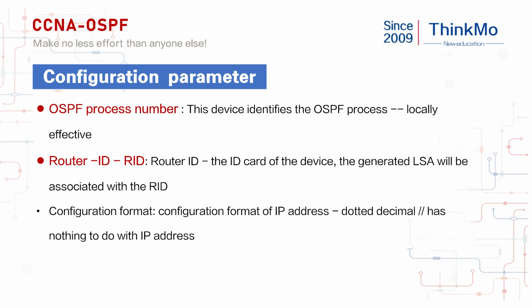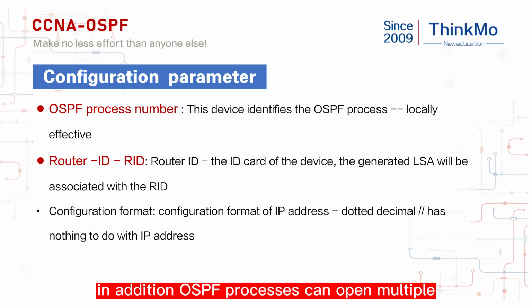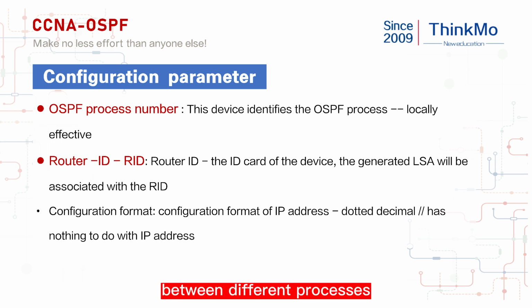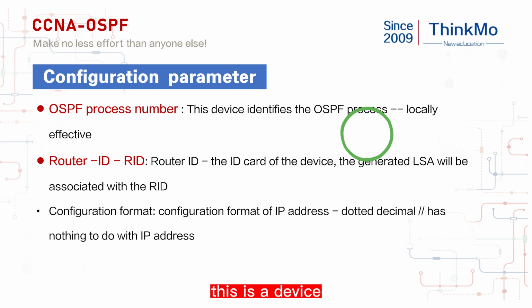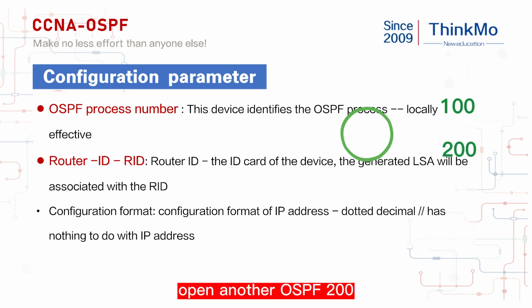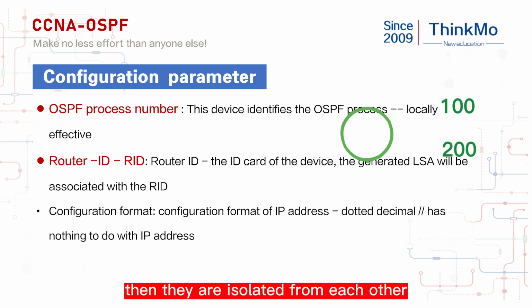That's what I mean. In addition, OSPF processes can open multiple, but at the moment only one, between different processes. You can declare different content. I give a simple example. For example, this is a device. I can open OSPF 100 on this device. Open another OSPF 200. Then they are isolated from each other.